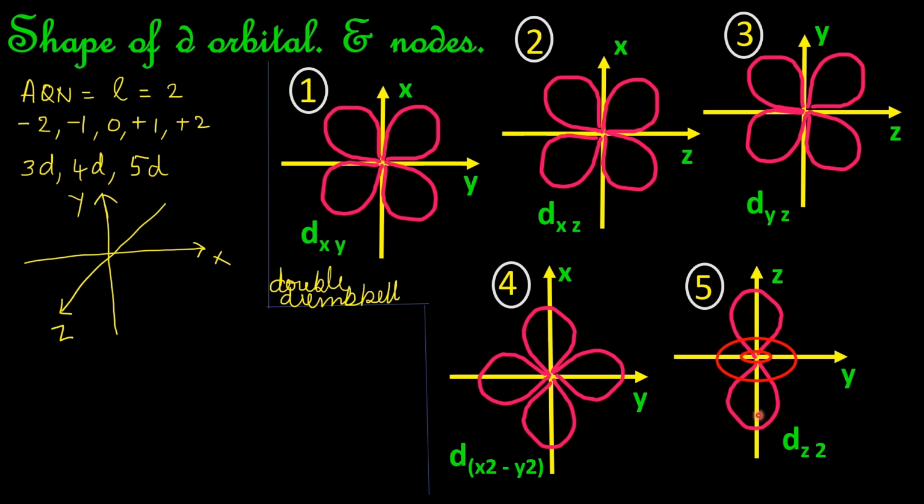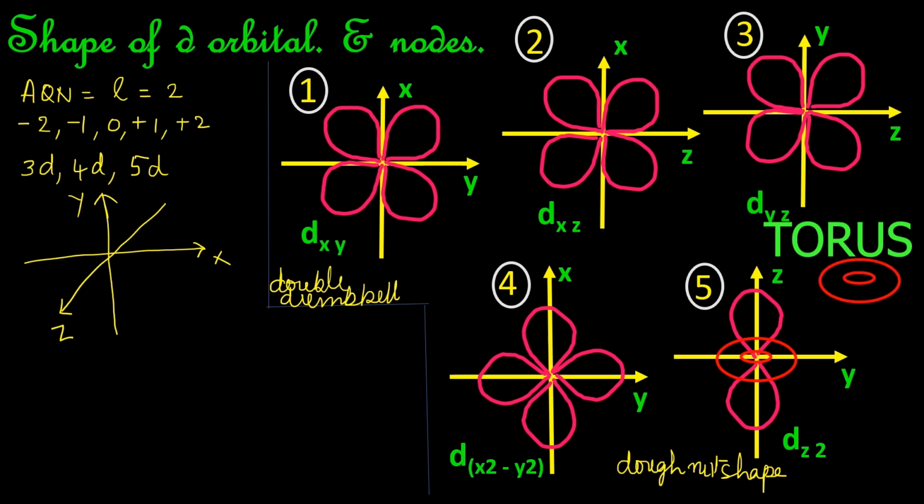The fifth orbital is aligned along the z-axis. But in the middle, the shape is different. The electrons move in a different pattern in the center. It can move along this plane or along this plane. This central shape is called donut shape. This central portion alone, that is called donut shape. The first four d orbitals are all double dumbbell shaped, but this fifth one is donut shaped. This shape is called torus in mathematics.